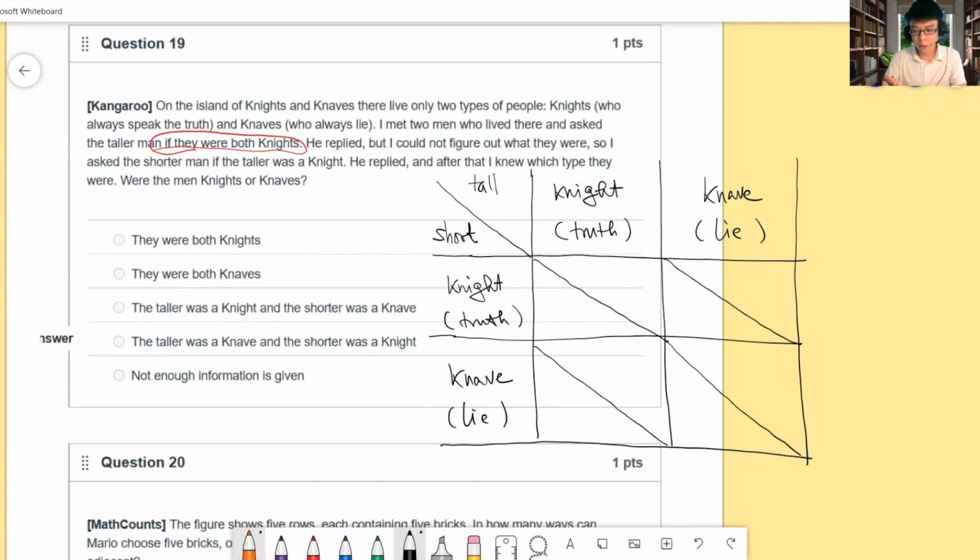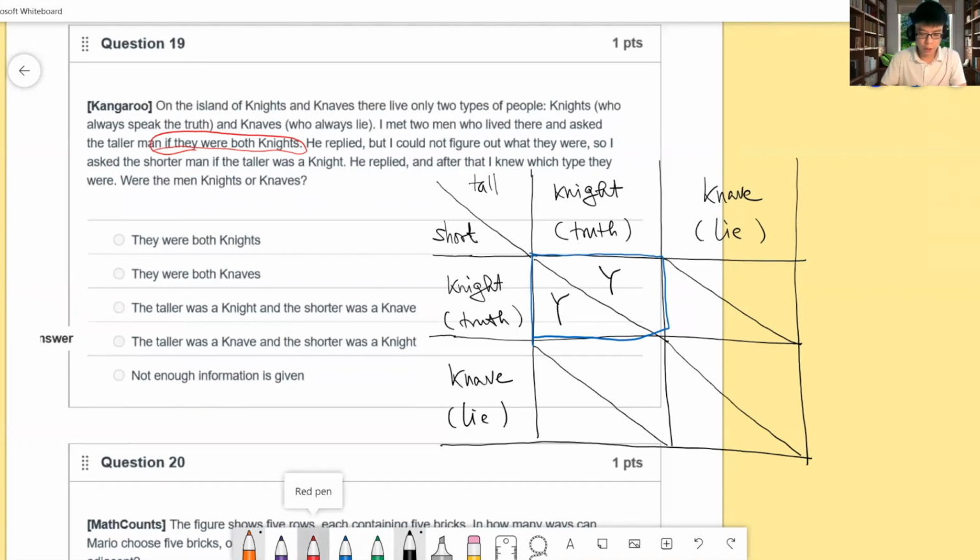If both of them are knights, basically I'm looking at this square. If both of them are knights, that means to the first question, are both of you knights? That means they will tell the truth. Both people will tell the truth. So the answer will be yes and yes for both.